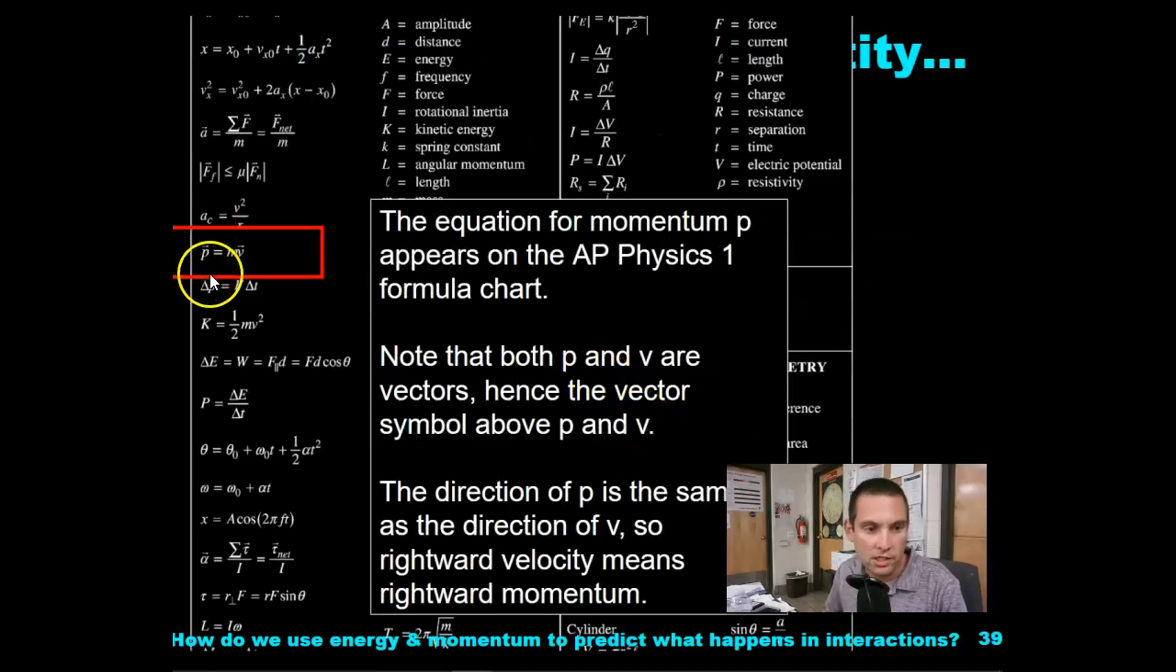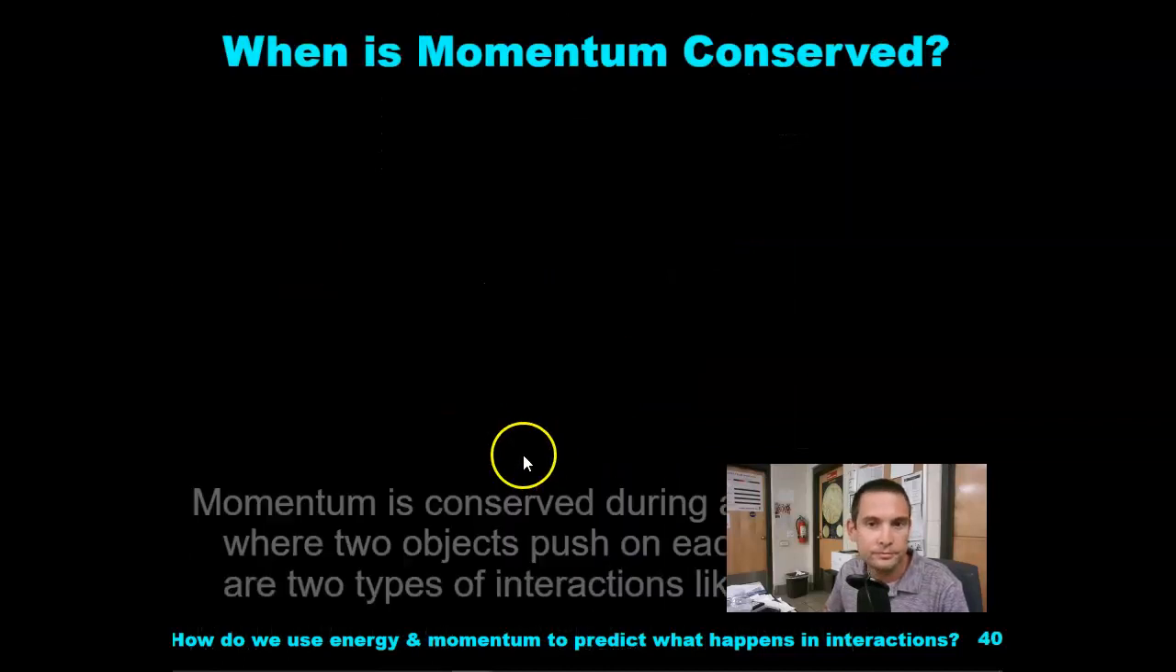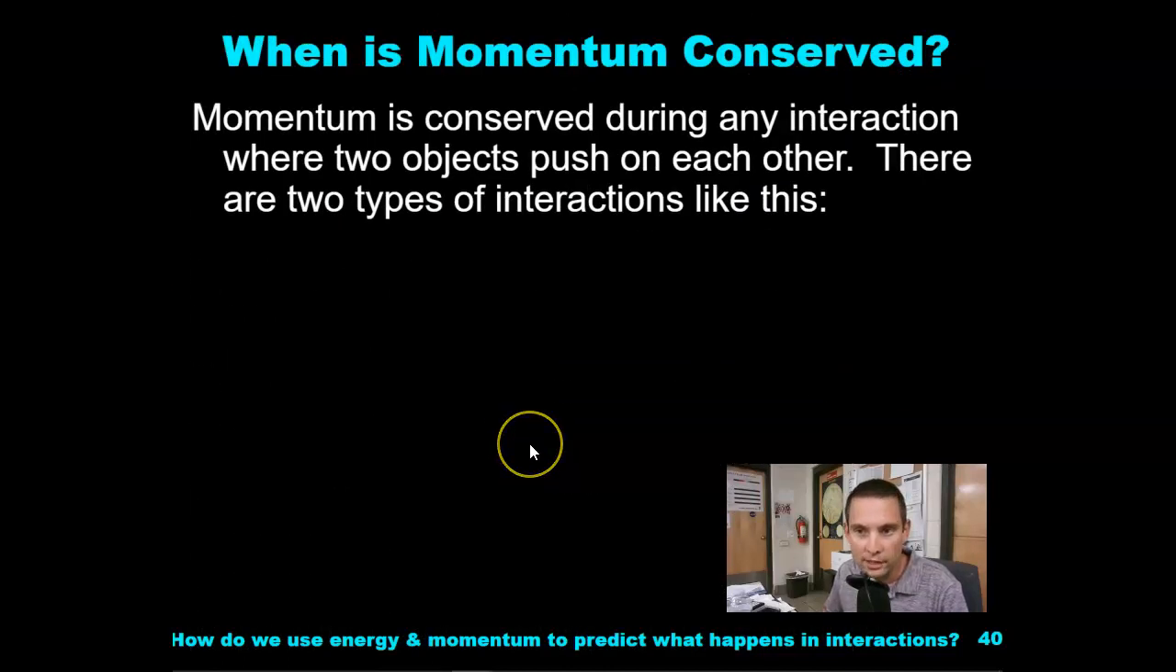On your equation sheet, it's going to look something like this. The equation for momentum appears here, and both p and v are vectors. The direction of p is the same as the direction of v. Momentum is conserved during any interaction when two objects push each other.